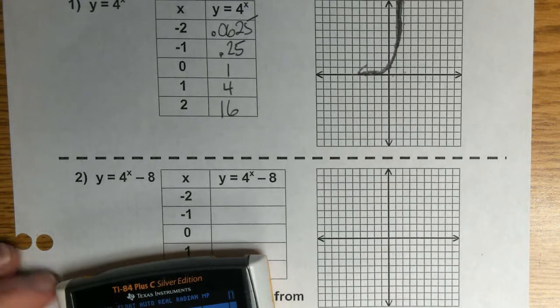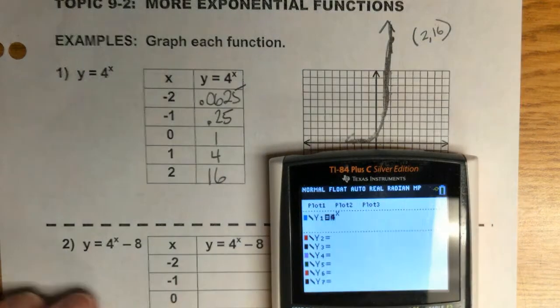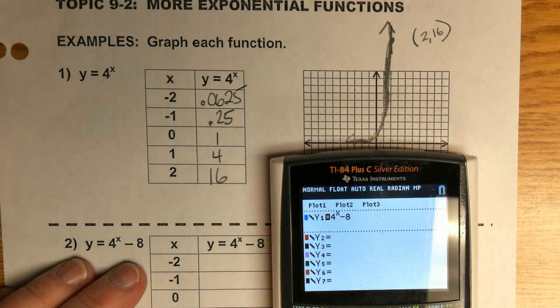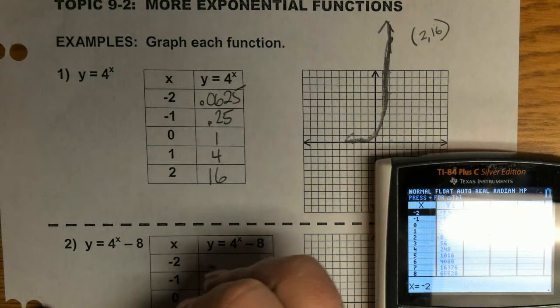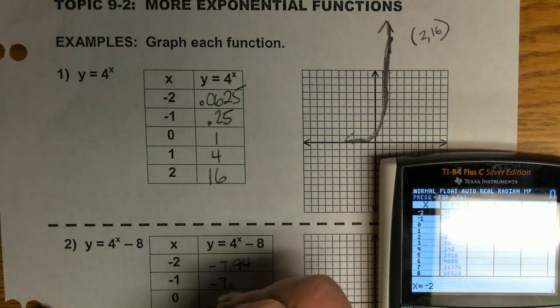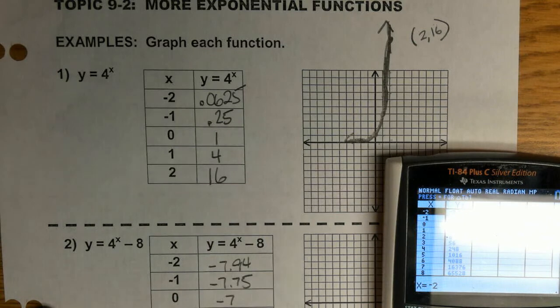Now I'm going to go back to y equals, and I'm going to put 4 to the power of x, and then arrow over and subtract 8. And I'm going to hit second table. Ooh, look at that. I've got -7.94, -7.94, -7.75, -7, -4. And I've got 2 and 8, don't I?